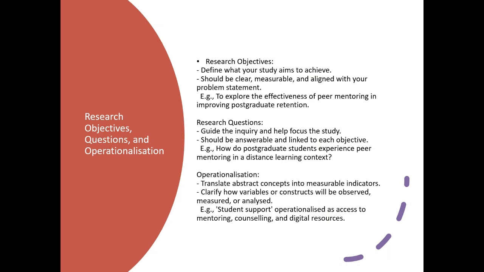So if I wanted to write it in a way to align, I need to, in my objectives, state that it's in a specific context, or I need to take the context out of my question. So that you can see the main concept is peer mentoring, improving postgraduate retention.